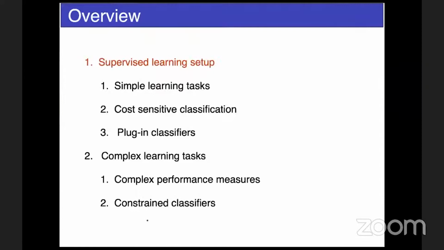The first section is really simple tasks in machine learning. The second section is complex tasks. Before we explain what complex tasks are, we must explain what simple tasks are. So that's what I'll do in the first part.